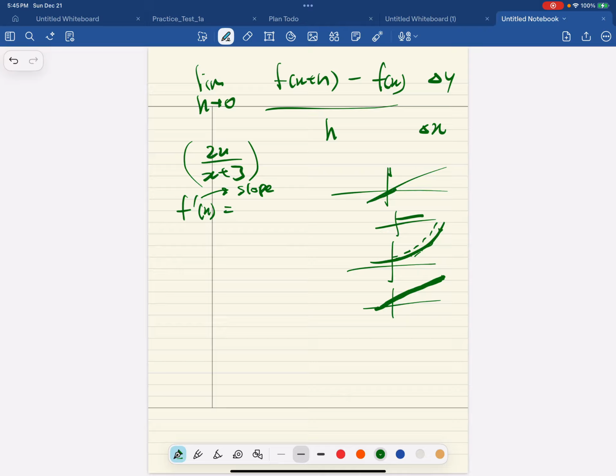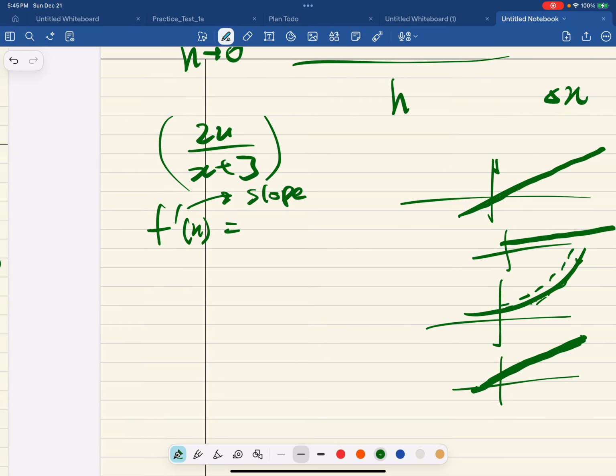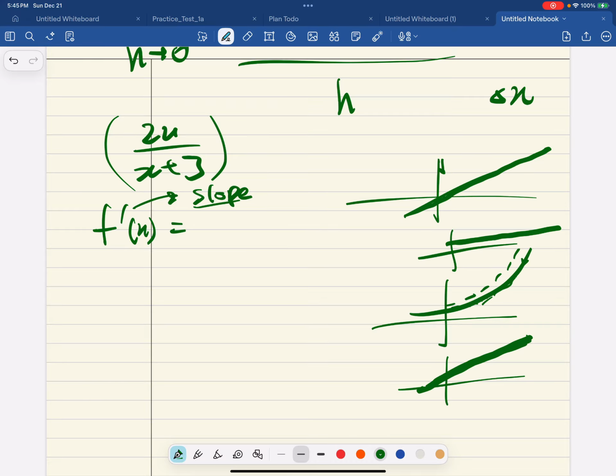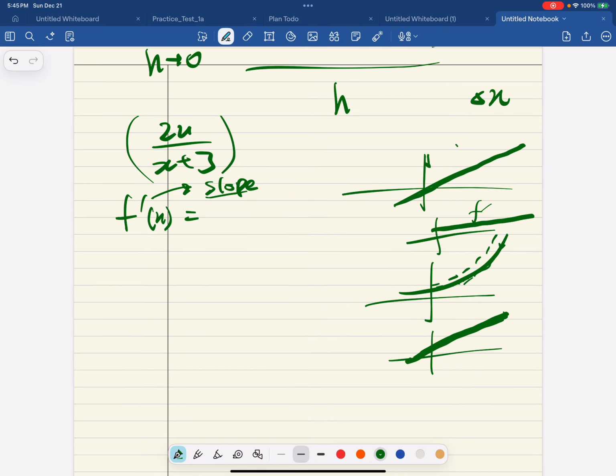And if the slope is the same, it's constant, then the slope function will look constant. Like this is just a straight line like that. And this one here, f prime, just means the slope function. So this is the f prime if that is f. If this is f, this is the f prime.